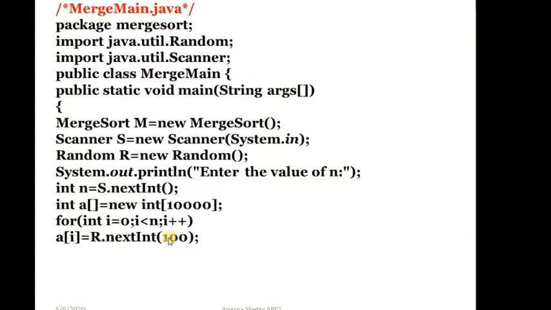Okay, so 100 means it will generate random integers within 100. So R dot next int will generate a random integer and assign it to a of I. Similarly, we'll assign the values for a of I. Initially I will be 0, so initially we assign a of 0. After that we will assign the value of a of 1.